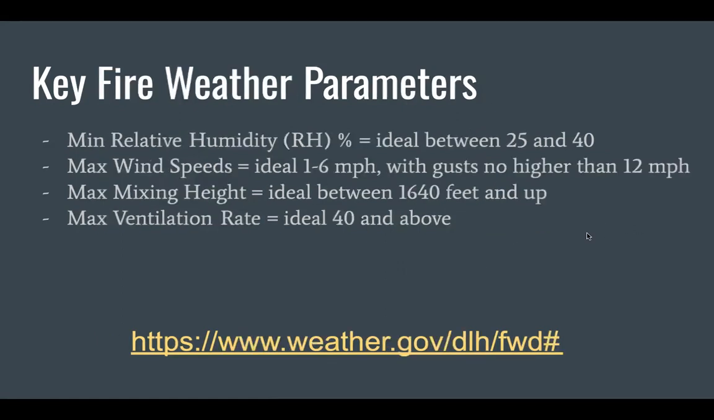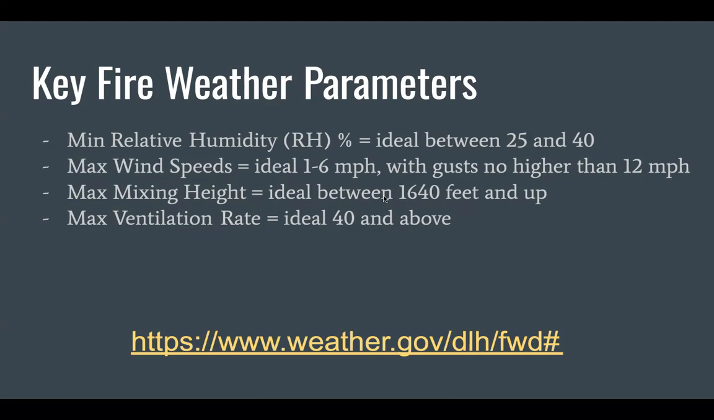All right. The next thing we're going to look at is key fire weather parameters. The key things are minimum relative humidity, or RH, ideally between 25 and 40 for me. Max wind speeds, ideally 1 to 6 miles per hour on the surface wind speeds. There's a different wind speed called your transport wind speed and your transport wind height. We're not going to worry about that too much. And then wind gusts no higher than 12, ideally. You can get a little bit higher than that if you're brave.